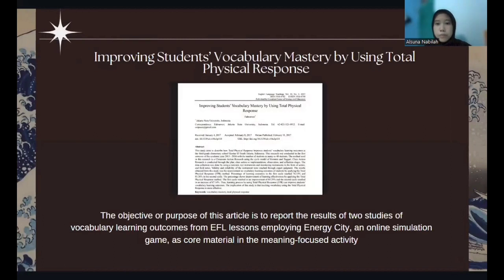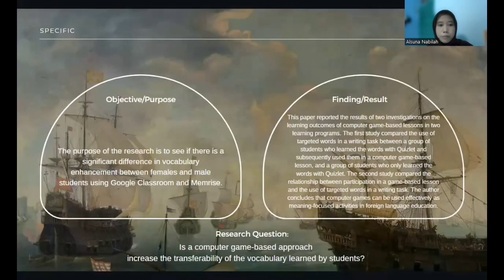Next is the article about improving student vocabulary mastery by using total physical response. This article is written by Haruman in 2017. The general problem from this article is to report the result of the study of vocabulary learning outcomes from role-playing and simulation games as core material in the meaning activity. The objective or purpose of the study is whether there is a significant difference in vocabulary enhancement between female and male students using Google Classroom and Memrise.